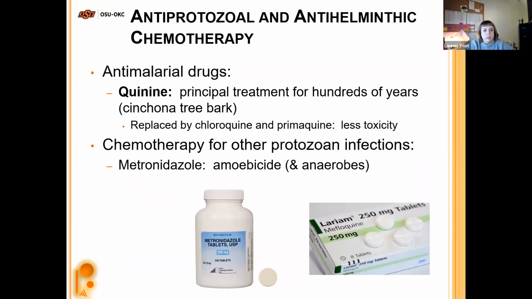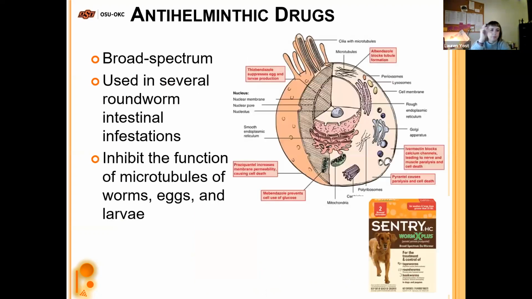The helminths and protozoans. Okay, so these are like our antiparasitics. So we have anti-malarial drugs that are based on quinine. Quinine was derived from a tree bark hundreds of years ago. They've used it for a long, long time, and we still use it to derive our drugs from even today. And then we have metronidazole, which is very commonly used to treat protozoan infections. They also use it for some bacterial infections, the anaerobes. So very interesting, widely used drug, metronidazole.